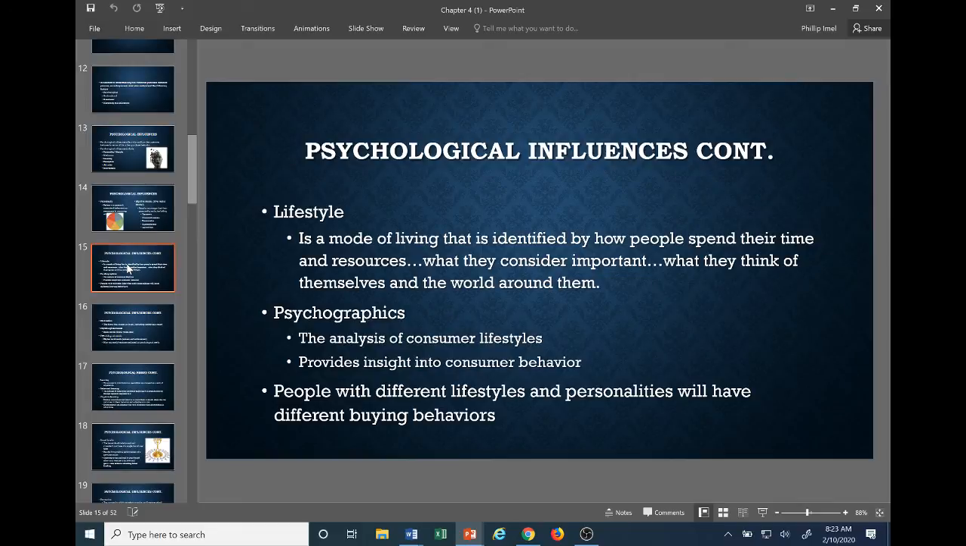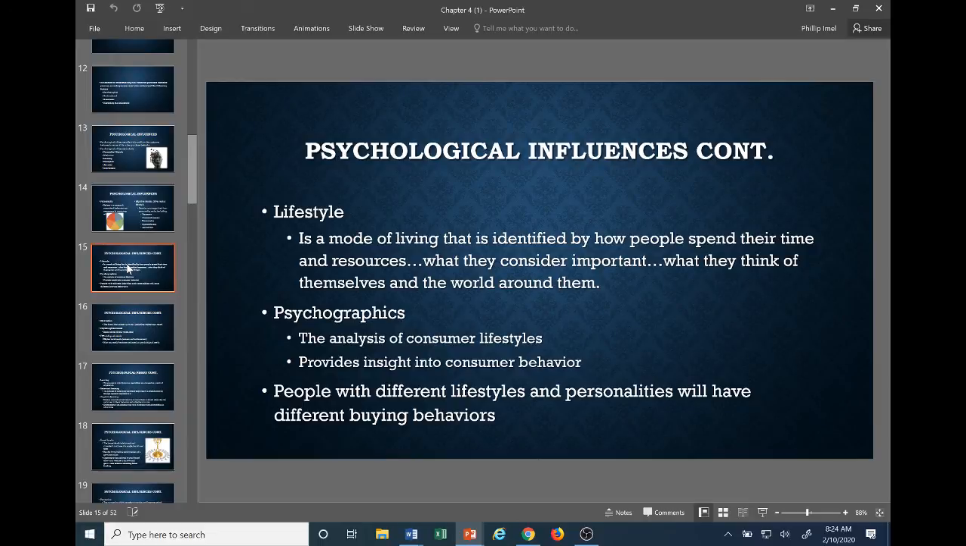Psychographics is the analysis of consumer lifestyles, and it provides insight into consumer behavior. So with this right here, we're just wanting to see the differences between people's lifestyles and just see what their tendencies are. And people with different lifestyles and personalities will have different buying behaviors, obviously. If someone's a lifelong learner, then they're going to be more apt to buy a book or a software program to teach them whatever functions they're trying to learn, or whatever topic they're trying to learn from.